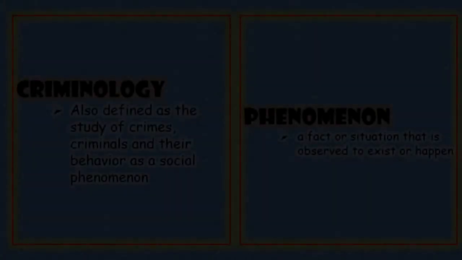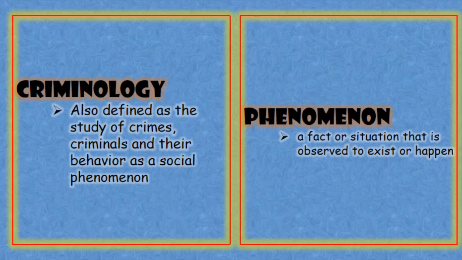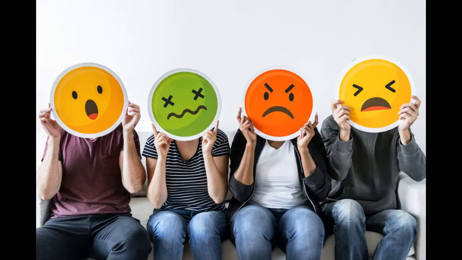So next slide, we have here the term criminology again. As we have mentioned the last time, criminology refers also to the study of criminals. Not only studying crimes, but also studying criminals and their behavior as a social phenomenon. Okay, so pag sinabi nating phenomenon, anything that is observable in our surroundings. So ano yung mga yun?